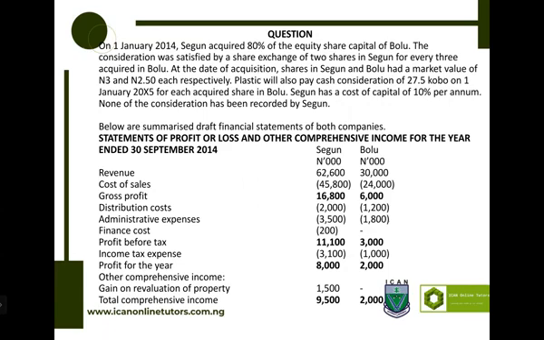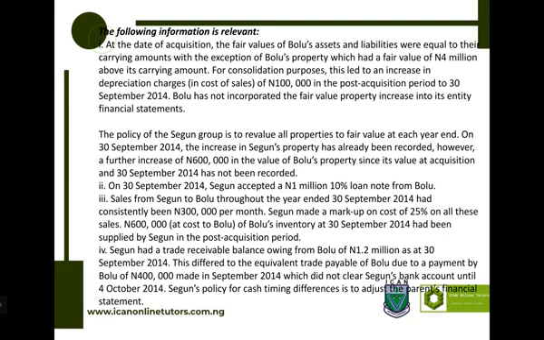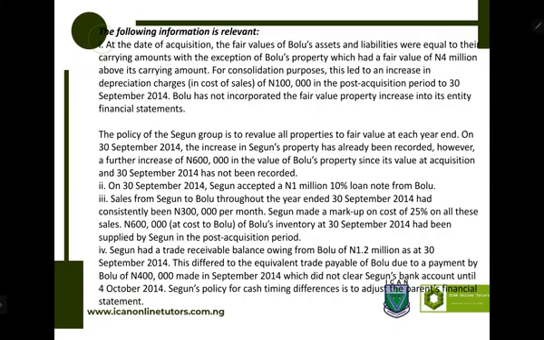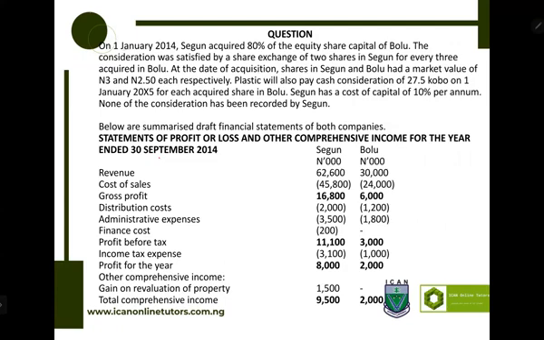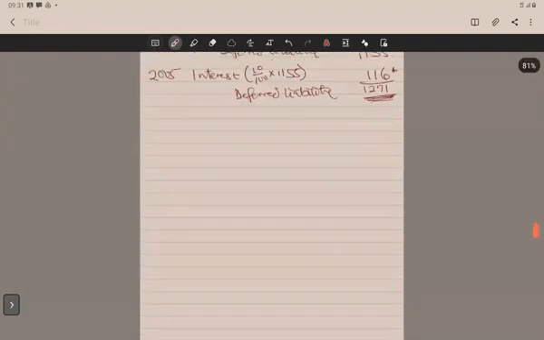But when was the year end? The year end was September. January to September, you will count. It is not up to a year. You have to take note of that. The year end is 30th of September 2014, and Bolu was acquired in January 2014. January to September, this is Segun's group.